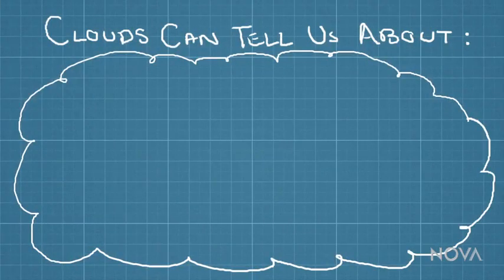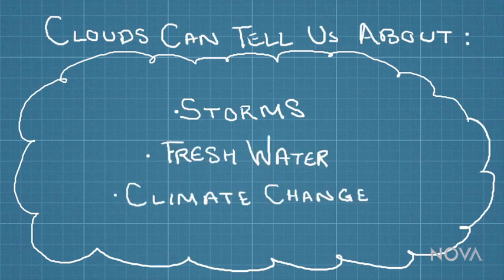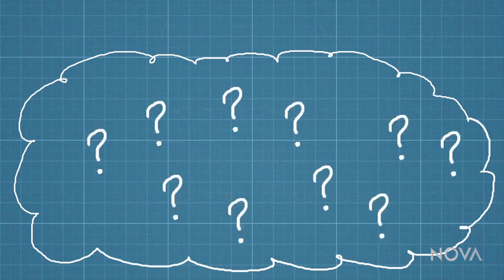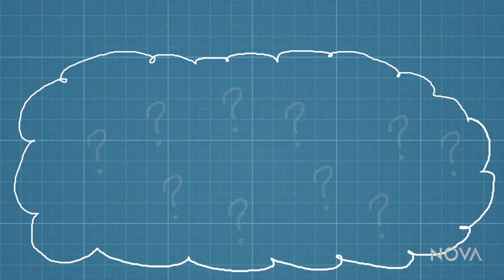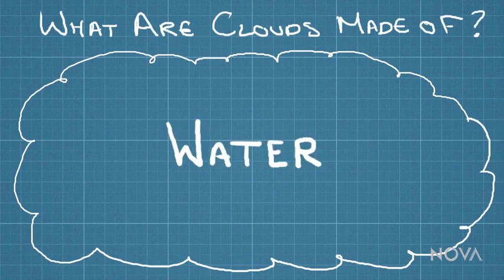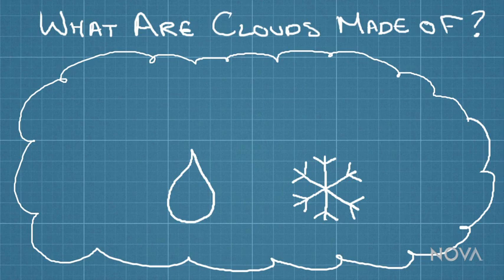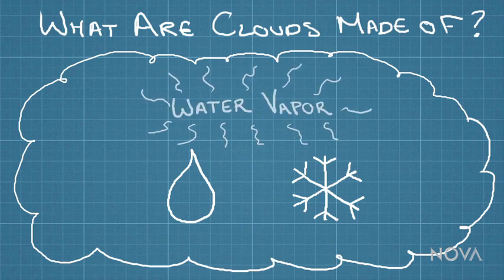So by understanding clouds, we can better predict severe storms, the global distribution of fresh water, and the course of climate change. But what exactly are clouds, and how do they form? All clouds share the same basic ingredient: water. They're made up of water droplets or ice crystals that have formed from water vapor in the atmosphere.